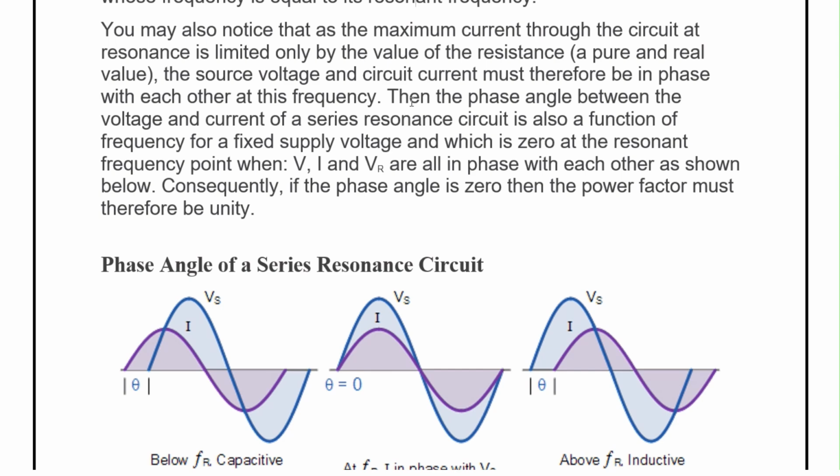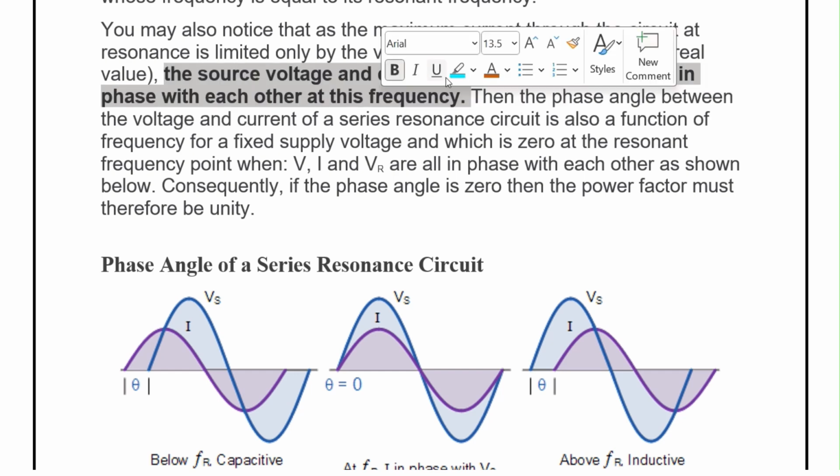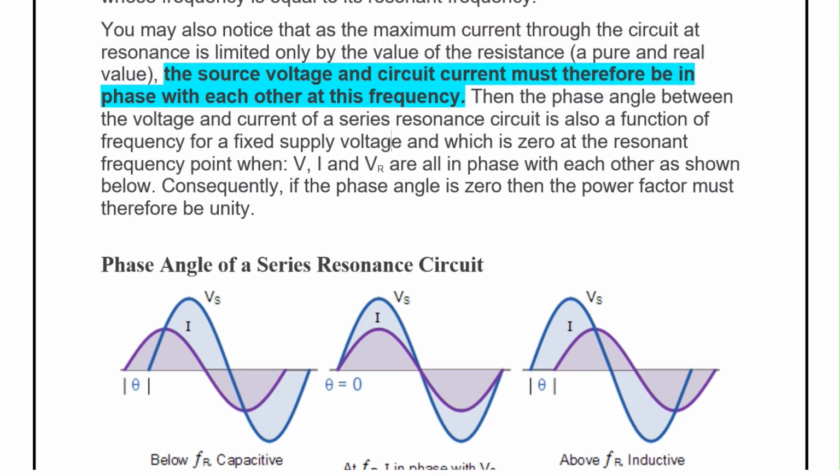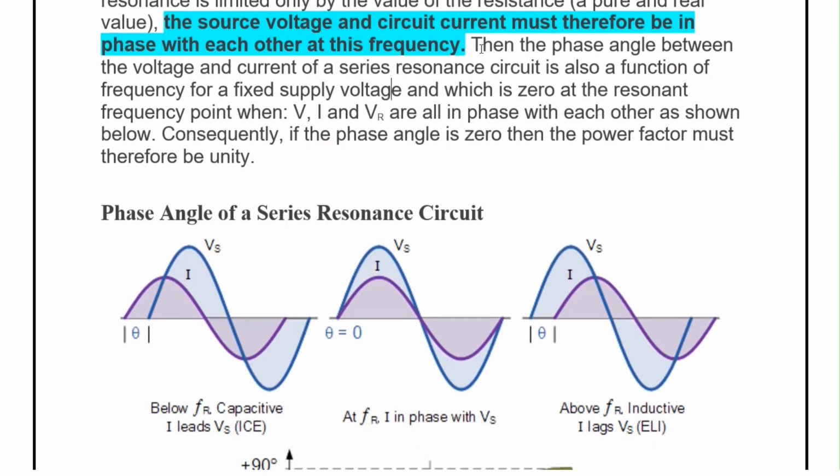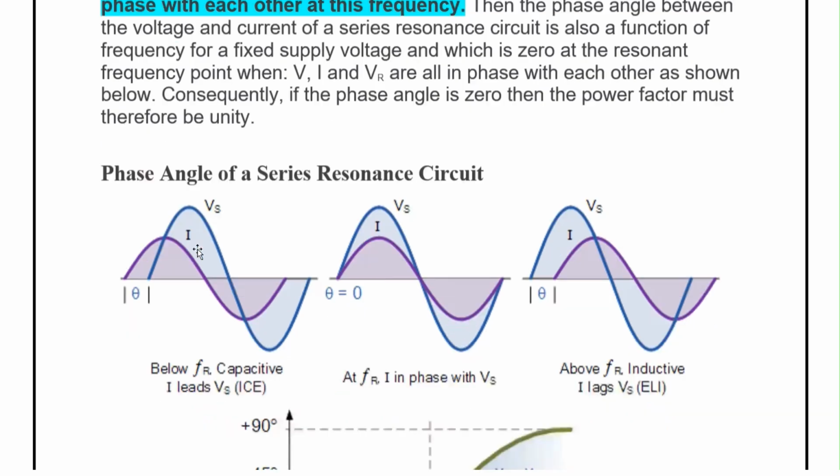Okay. And then the phase angle, this is very important to note down. In fact, in some of the examinations, it is asked. So this is important to note down. Then the phase angle between the voltage and the current of the series resonant circuit is also a function of the frequency, Vi and Vr, okay, as shown in the figure below.